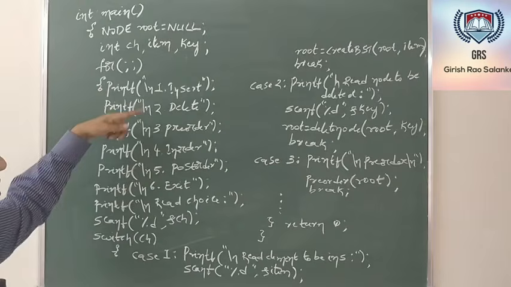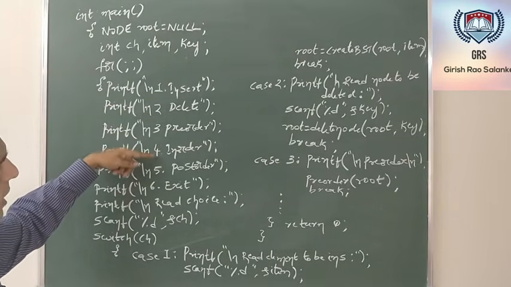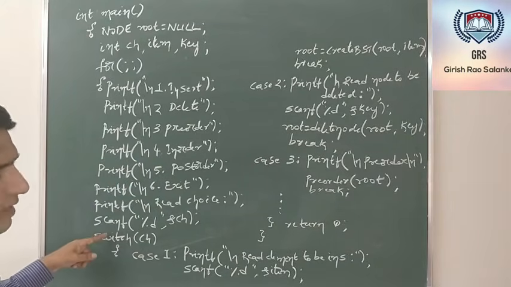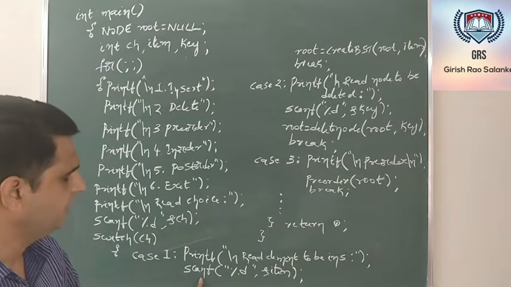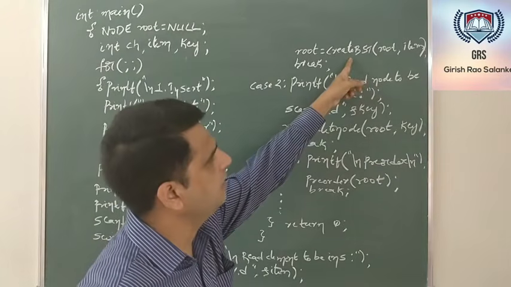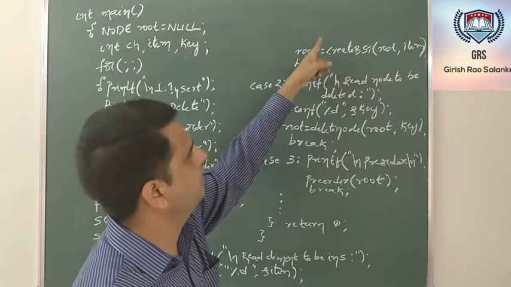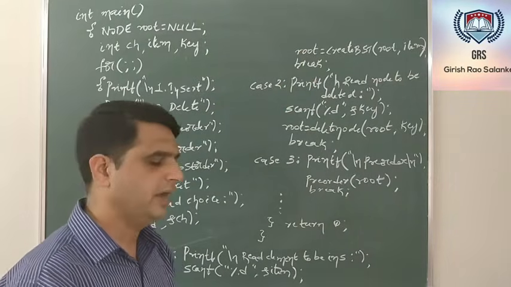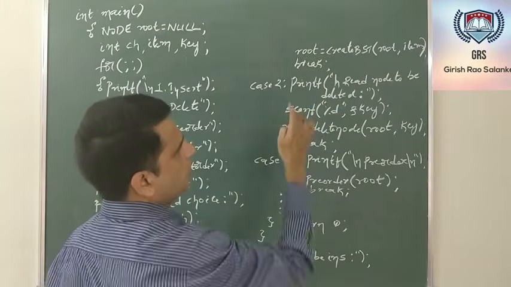This is my menu. 1 for insertion operation, 2 for delete, 3 for pre-order, 4 for in-order, 5th one for post-order, and finally 6 to exit. After that, I am reading the choice. If my choice is 1, first I am reading the element to be inserted, as item. Next, I am calling the function create BST, wherein there are 2 arguments. First argument is root and the second argument is item, and I am holding the return value of the create BST function in root, because as you might have observed, the create BST function return type was node.